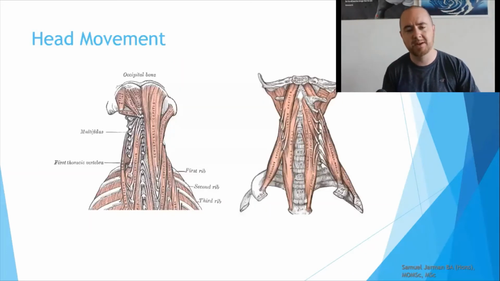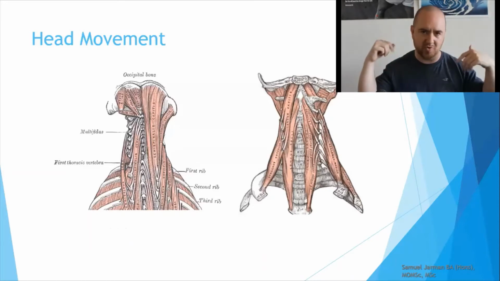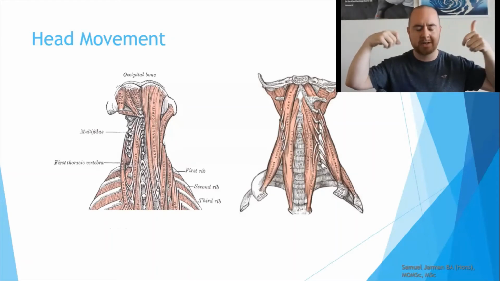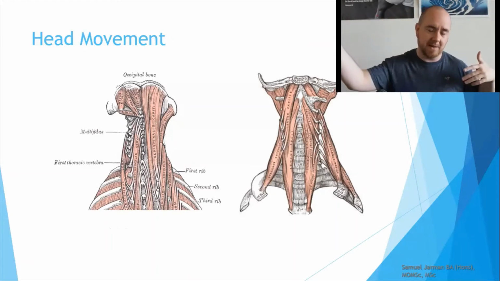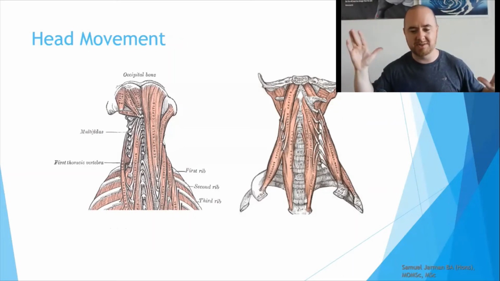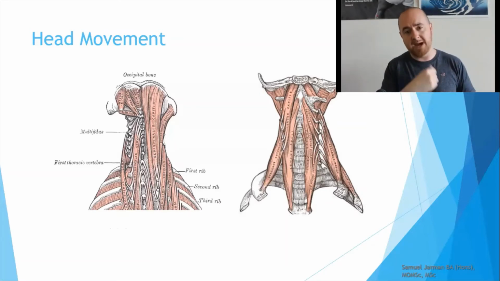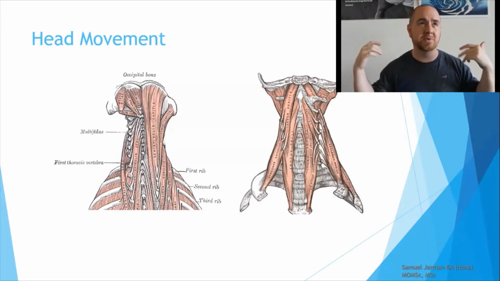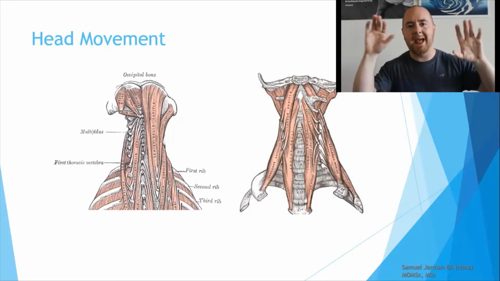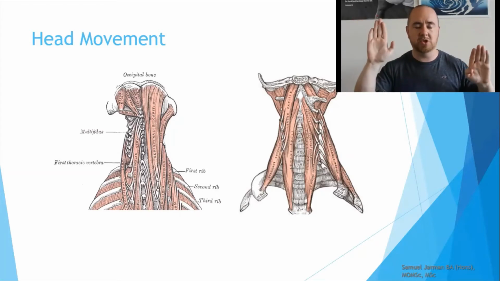Right, the head movement on the front side. So if bilateral contraction occurs, to obtain head flexion, we're talking about longus capitis, rectus capitis anterior and lateralis, and really not much else as far as specific head flexion is concerned. On the back, for head extension: splenius capitis, semispinalis capitis, longissimus capitis, rectus capitis posterior major and minor, obliquus capitis inferior and superior.